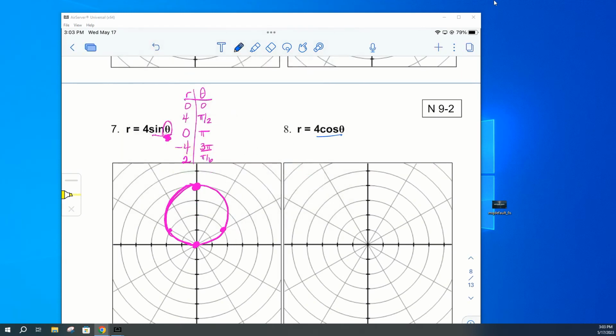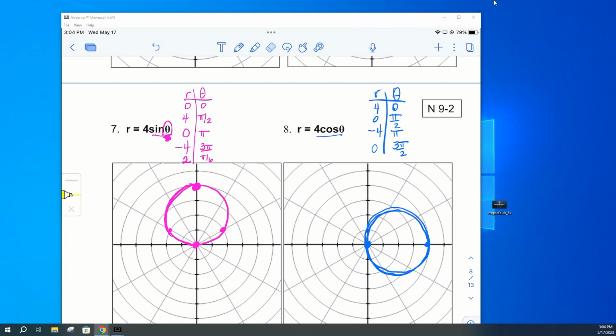If I did the same thing with cosine of theta, would you have a guess as to where that one is? Well, if you did a similar t-chart and I put in those same values, this one will be 4 and -4, and these two would be my zeros, and I would get those 2 points. If I did more points, you would get a circle that's like this. I never can draw circles very well.